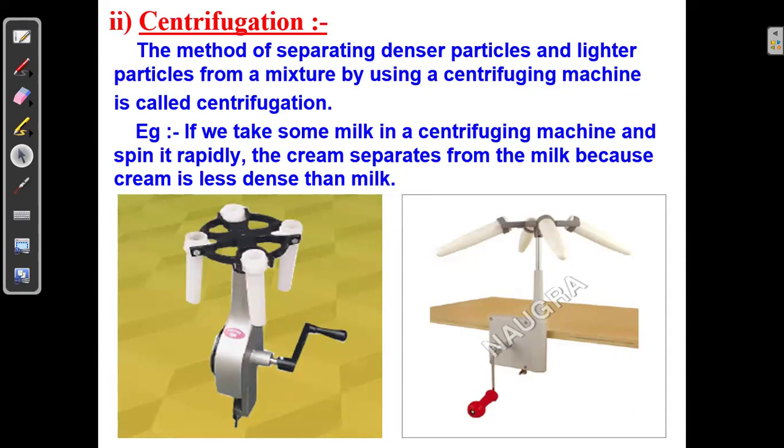Then we have done the centrifugation method, with different examples. For example, churning of milk, where by centrifugation of milk we are able to separate the components of milk, that is butter and cheese, by the process of churning of milk, which is the process of centrifugation. Got it? This is a method of separating denser particles and lighter particles from a mixture by using a centrifuge machine. For example, if we take milk and spin it rapidly, the cream separates from the milk because cream is less dense than milk. So you will be able to separate out cream from the milk by the process of centrifugation.